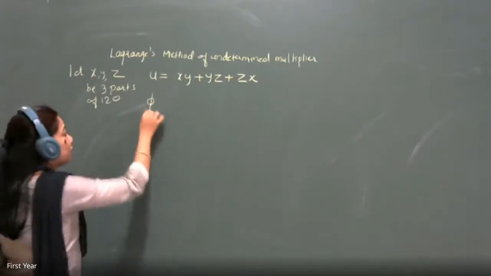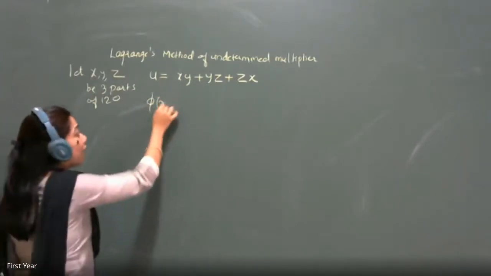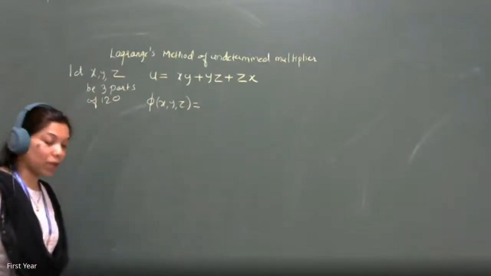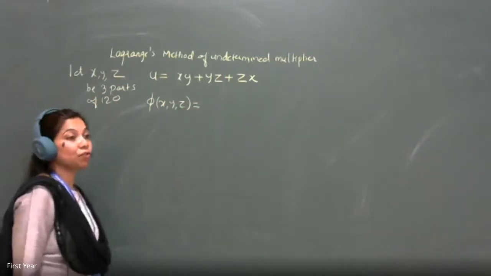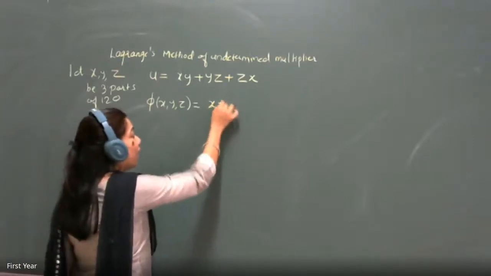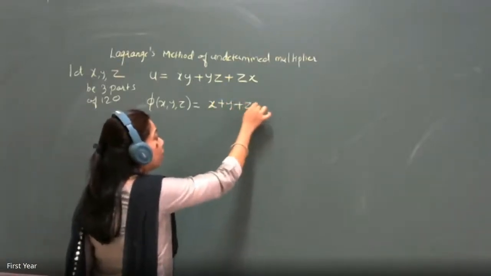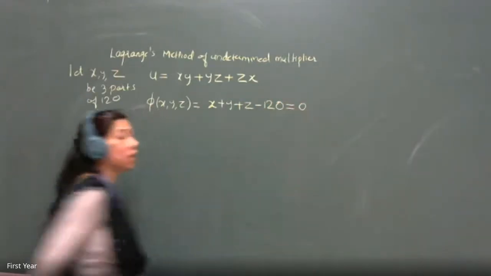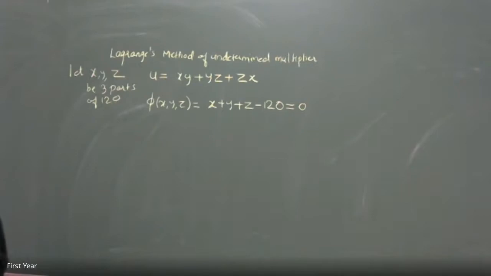Under what condition? Phi of xyz, not phi multiplied by xyz. Phi of xyz means the condition which has to be satisfied by x, y, z. What's the condition that should be satisfied? x plus y plus z should be 120. That means x plus y plus z minus 120 should be 0. Is the condition clear to everyone? Yes, ma'am.